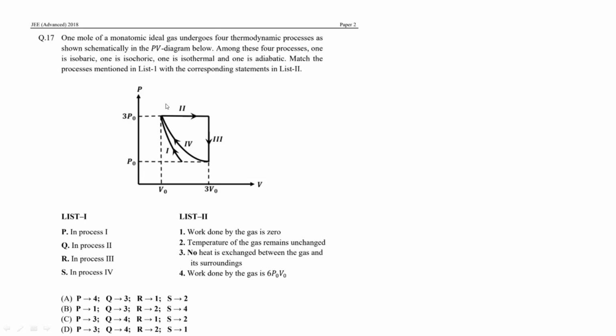So the first thing we have to do in this question is identify what each number represents, which process. We will begin with 2, and we will come back to 1 and 4 later. The process 2 is isobaric, that's quite evident from the graph. You can see that pressure is constant, so it's an isobaric process. Now in process 3, you can see that the volume is constant, so it's an isochoric process.